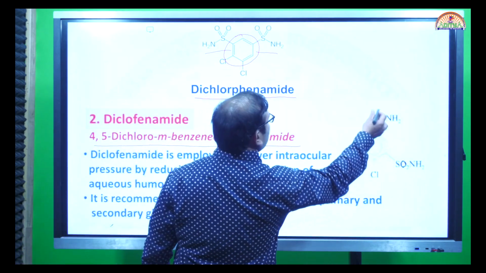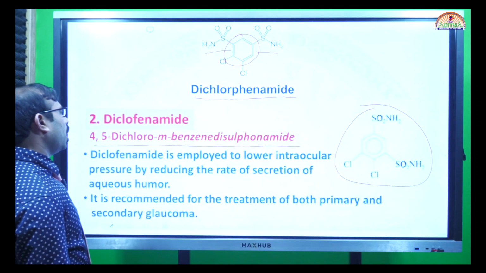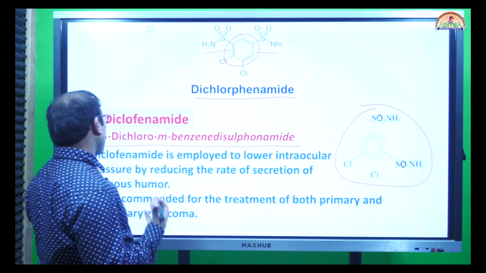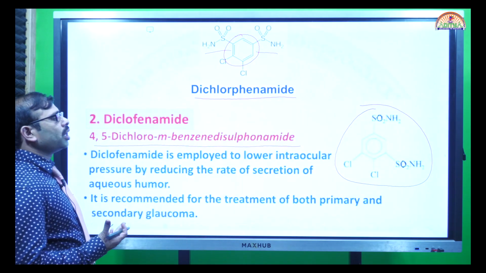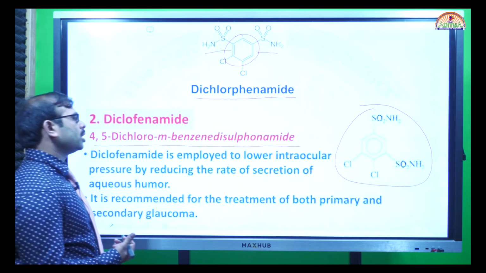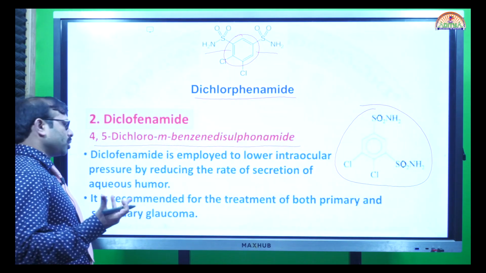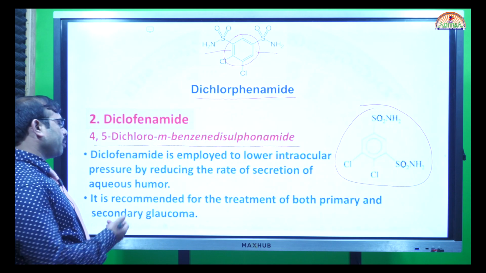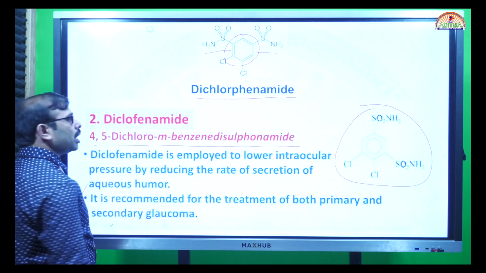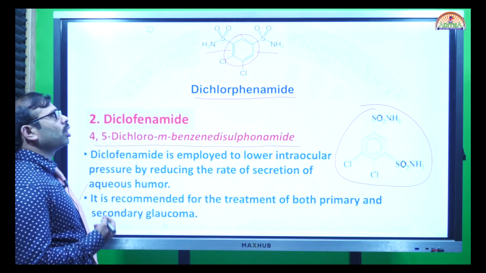Okay, this is one more structure, dichlorphenamide. Dichlorphenamide is employed to lower the intraocular pressure by reducing the rate of secretion of aqueous humor. It is also one of the most useful diuretics for glaucoma, and it is recommended for the treatment of both primary and secondary glaucoma.